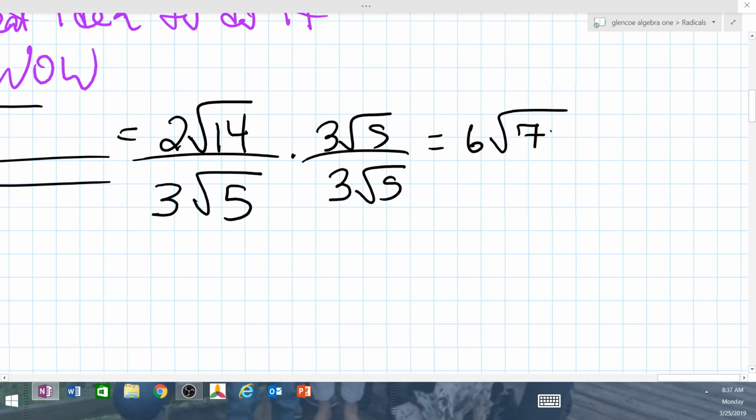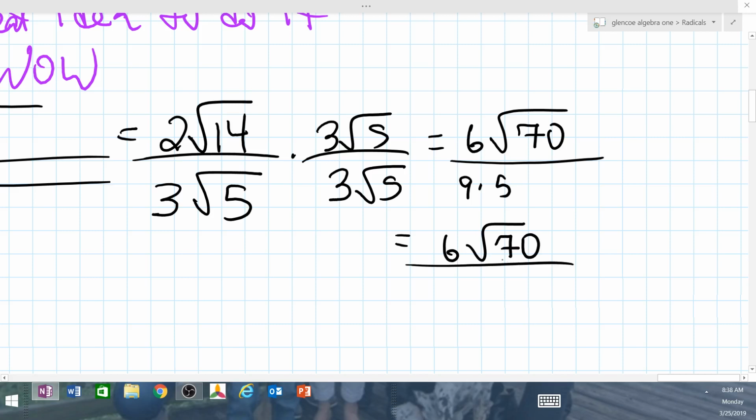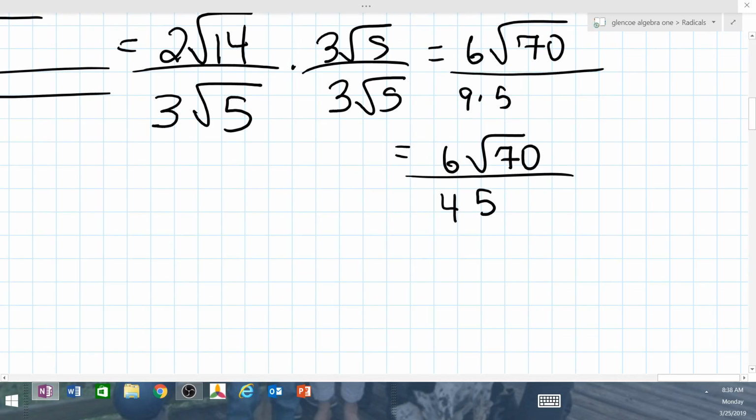Is that right? I don't want to make another mistake. Not on the first day back from spring break. And then 3 radical 5 times 3 radical 5 would be 3 times 3 is 9. And radical 5 times radical 5 is 5. So this would be 6 radical 70 over what? 45. Are we ready? I'm not done yet. I didn't reduce. You have to give me a chance, right?